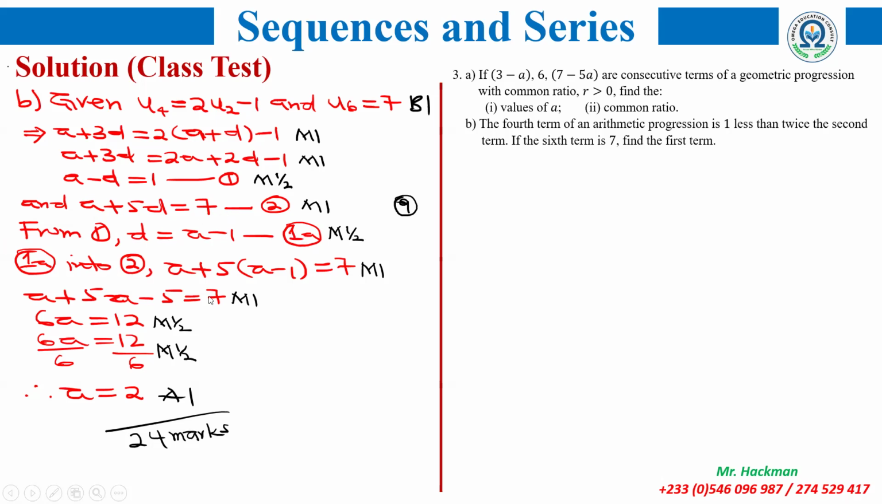If I substitute and simplify, I will end up getting my A straight away without finding the value of D, because I don't need it. You get my point?